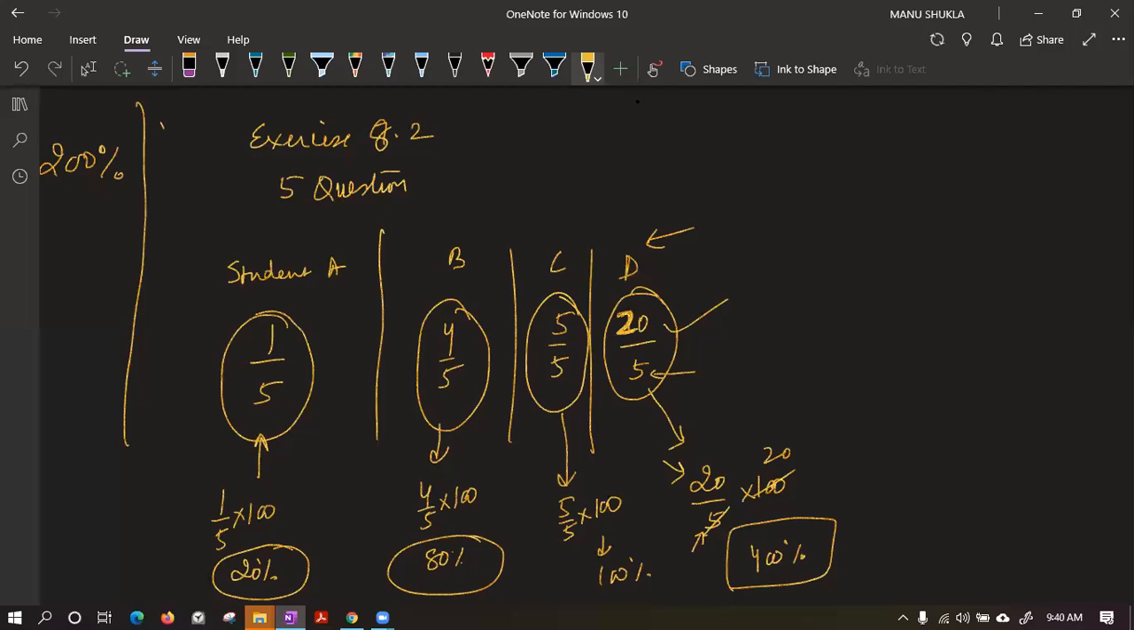Sir, why have you drawn the circle? Beta, there is no reason for drawing the circle. It is only a way to teach. Okay.